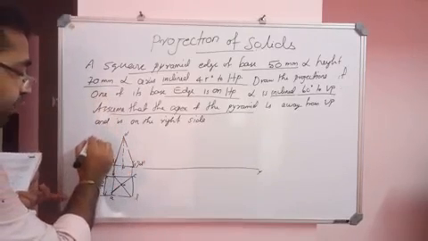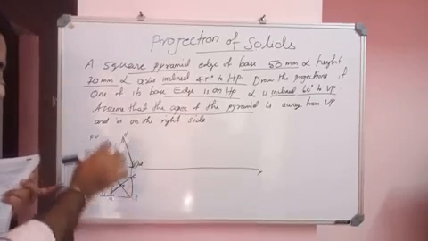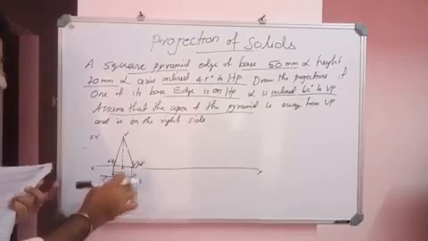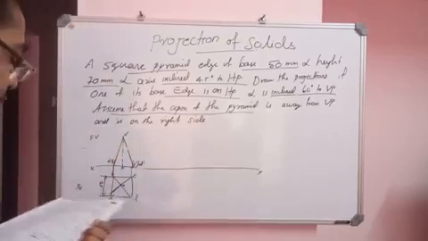So this one is the front view, and this one is the top view. You can see that from the top view there is a base, and in the front view you can see this triangular shape. There is a pyramid shape you can see.